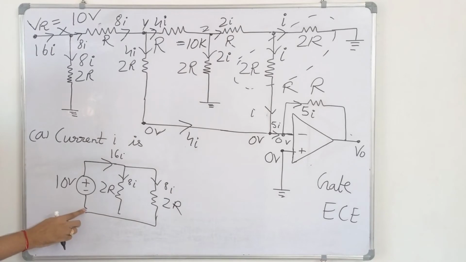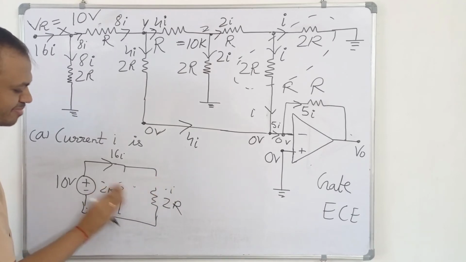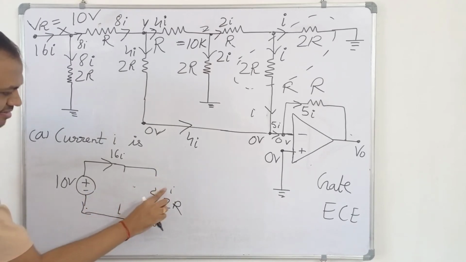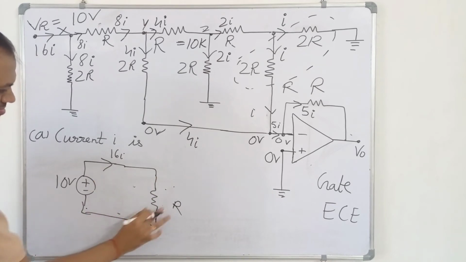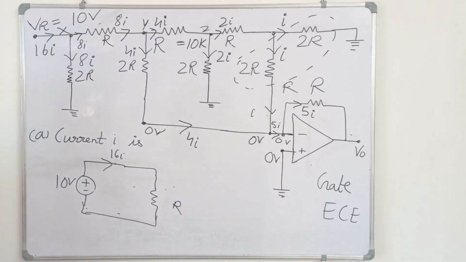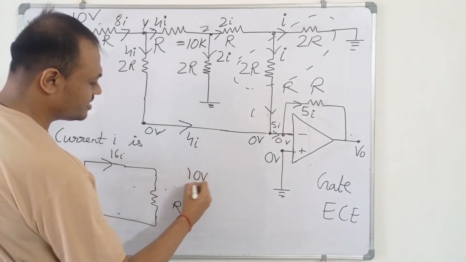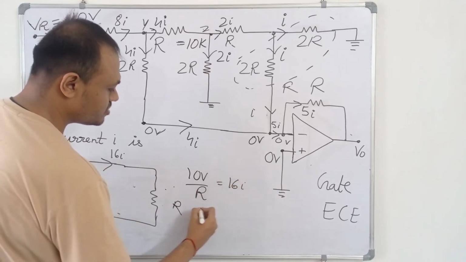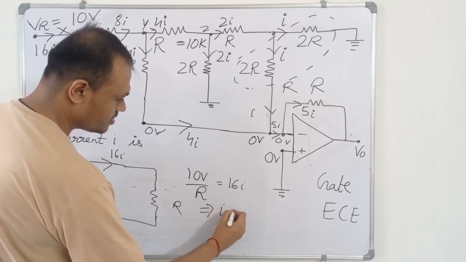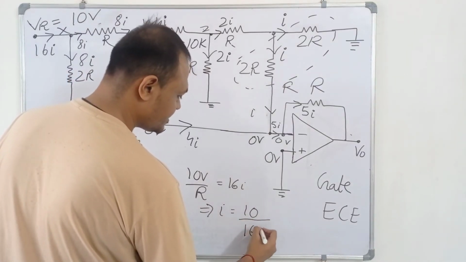So again, if we have to find the equivalent combination, then this is equal to 2R and 2R connected in parallel, so they can be replaced by a single resistance of R. So 16I. So 10 volt upon R equal to 16I. So I is equal to 10 upon 16R.